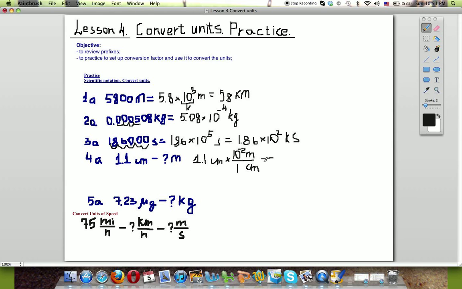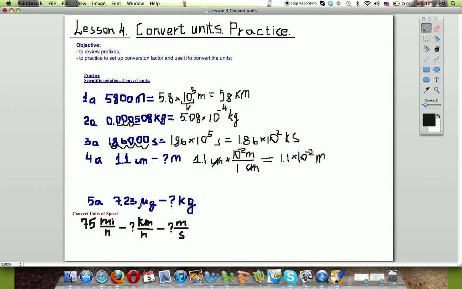Okay, so now after I've done the math, centimeters cancels out, and 1.1 centimeter equals 1.1 times 10 to the negative 2 meters. Okay, so that would be the answer for this problem.